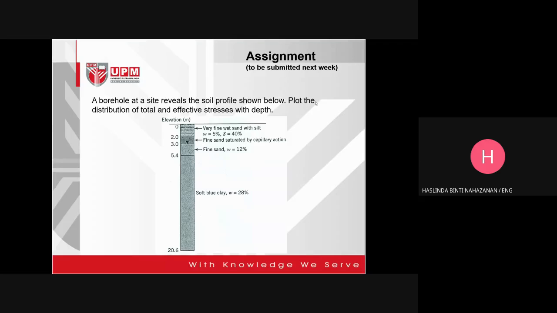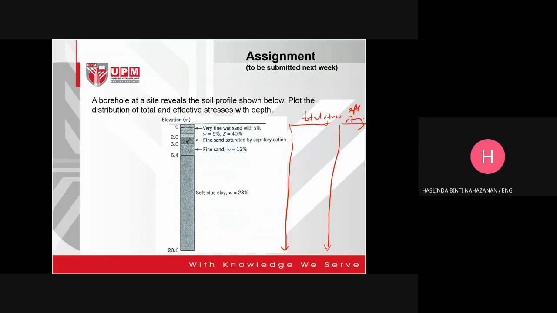Plot the distributions of total and effective stresses with depth. So I would like to see the distributions of total stress and also distributions of effective stress over depth.